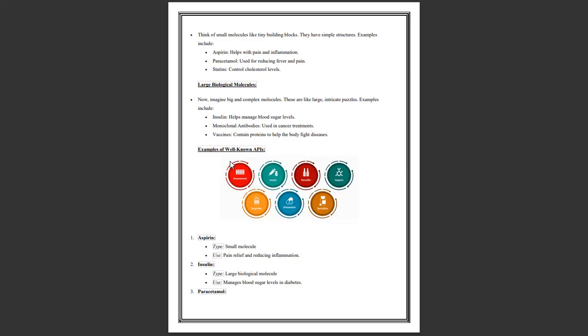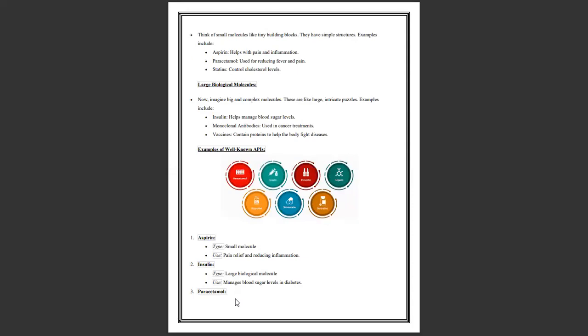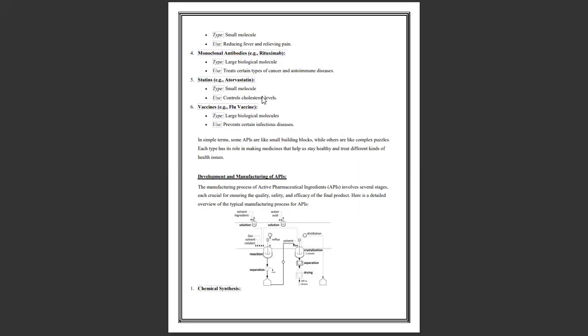Now I will tell you the well-known examples of APIs: aspirin, then insulin, paracetamol, monoclonal antibodies, statins, and vaccines. Aspirin is a small molecule, and its use is in pain relief and reducing inflammation. Insulin is a large biological molecule, and it manages blood sugar levels in diabetes. The next one is paracetamol. It is a small molecule, and its use is reducing fever and relieving pain.